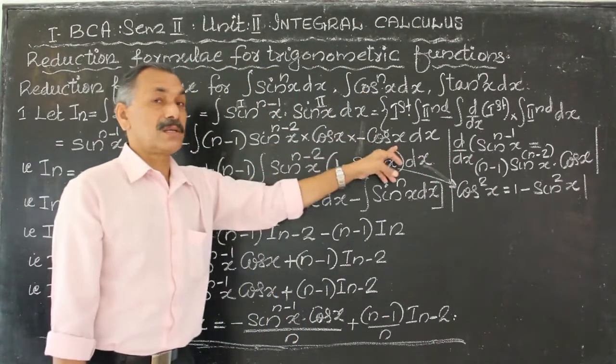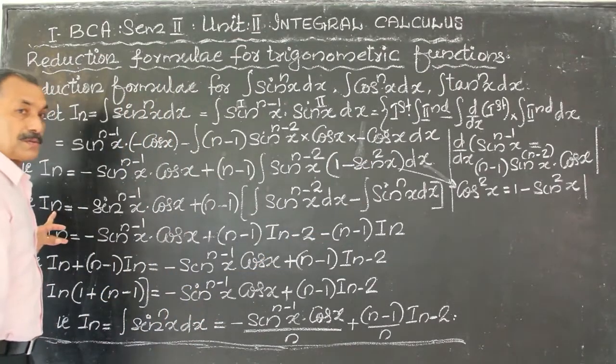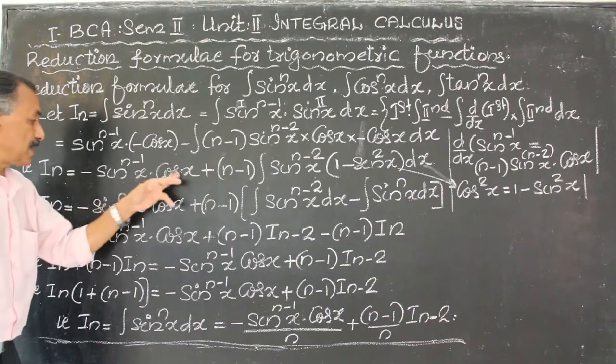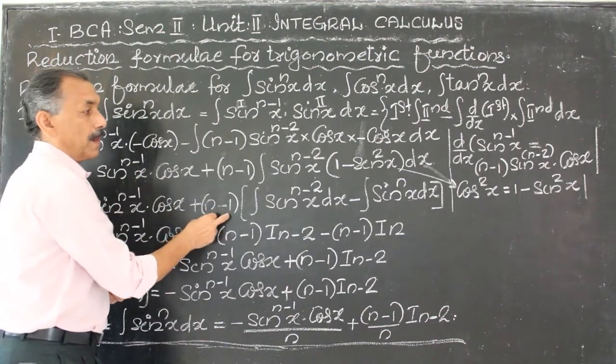This cos x into cos x, cos square is equal to 1 minus sin square x. That is again equal to minus sin raised to n minus 1 x into cos x plus n minus 1 into the integral.